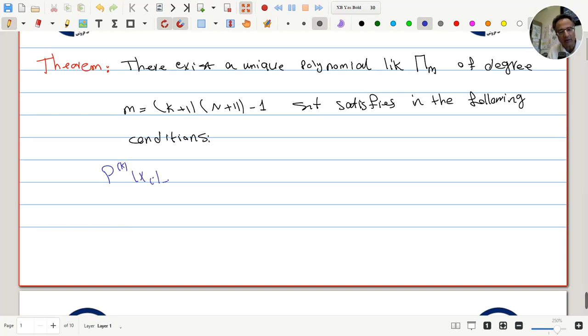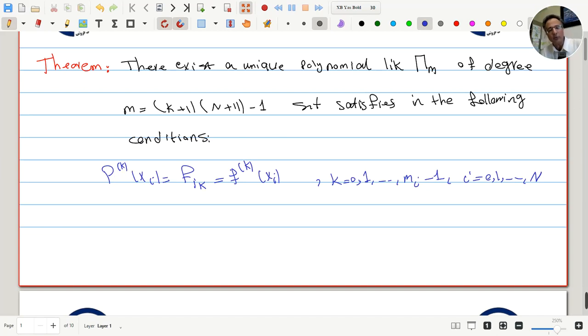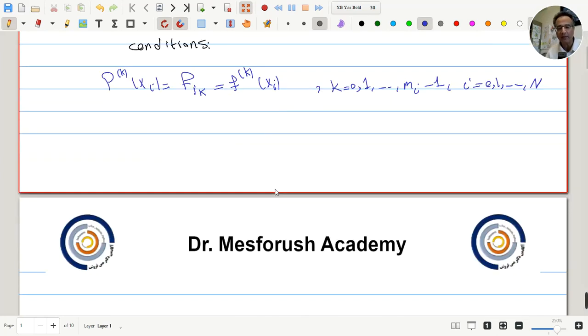Pk at xi will be equal to fik, which is equal to fk at xi, and this will be true for k equal to 0, 1, 2, up to mi minus 1, and i equal to 0, 1, 2, up to n. These conditions mean that the kth derivative of p at each nodal point xi is equal to the kth derivative of f at the nodal point xi. This is the condition, in fact. Now, let me try to prove this theorem.